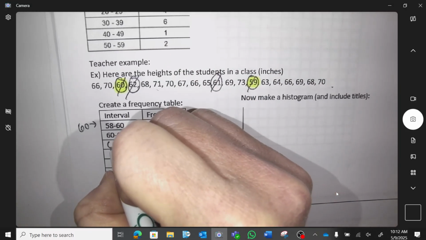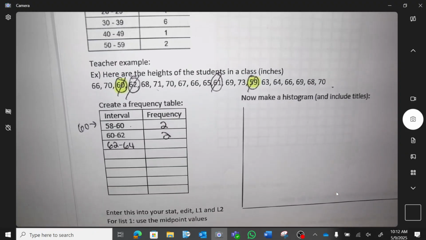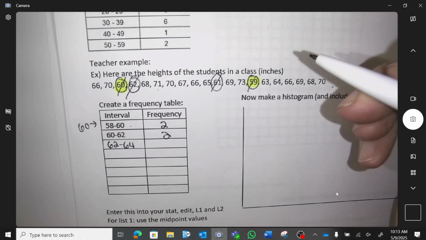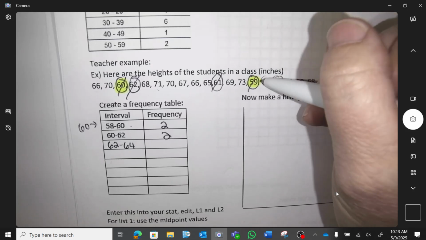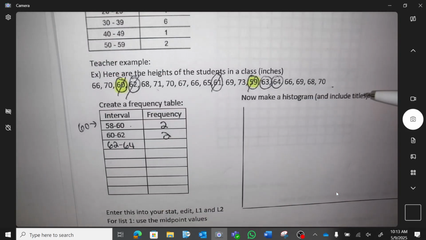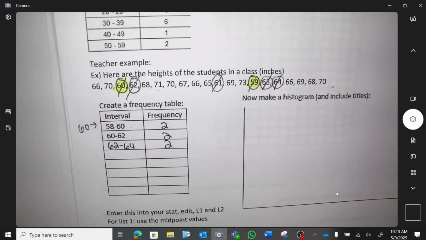Okay, so the next interval would be 62 to 64. Really, I've already done the 62s in the lower range. So now I'm looking for scores of 63 or 64. Twice again. Anybody different? Okay, 2. I'm going to cross off.